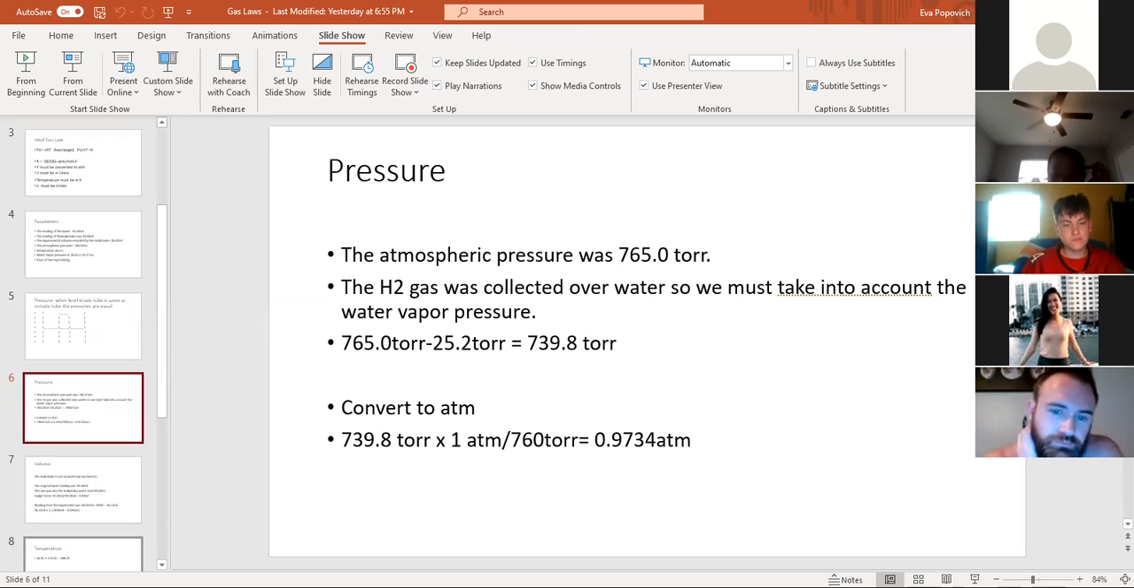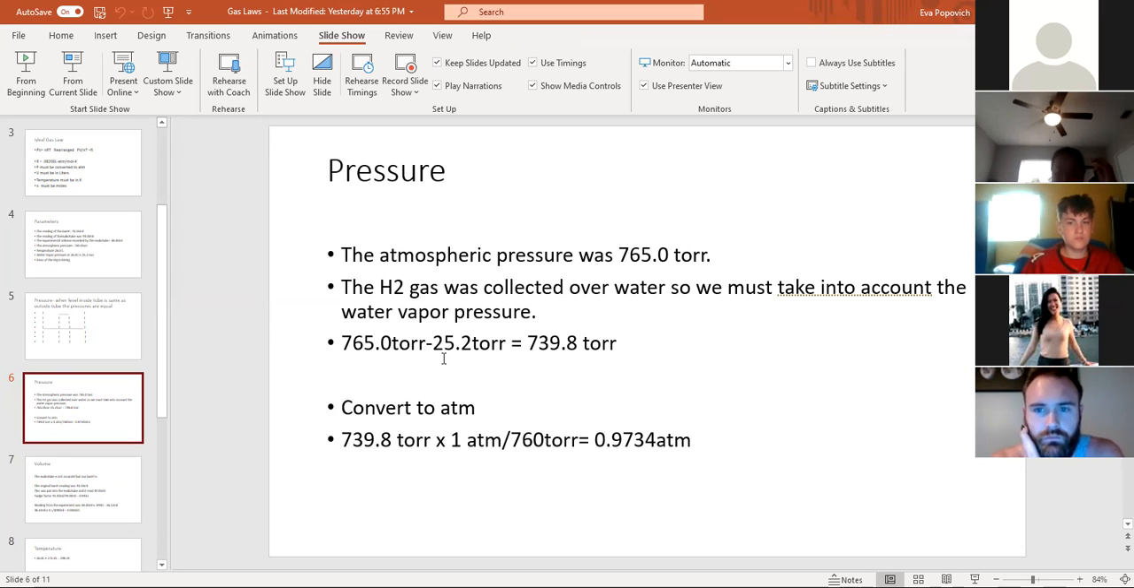So if the pressure outside is 765 and I know what the temperature is, I can look at a chart to find out what the vapor pressure of water is at 26 degrees. That happens to be 25.2. So 765 is equal to my hydrogen pressure plus my water vapor pressure, or the overall pressure, 765 minus the water vapor pressure is going to be the pressure of my hydrogen. Make sense, guys? Are we good with that?